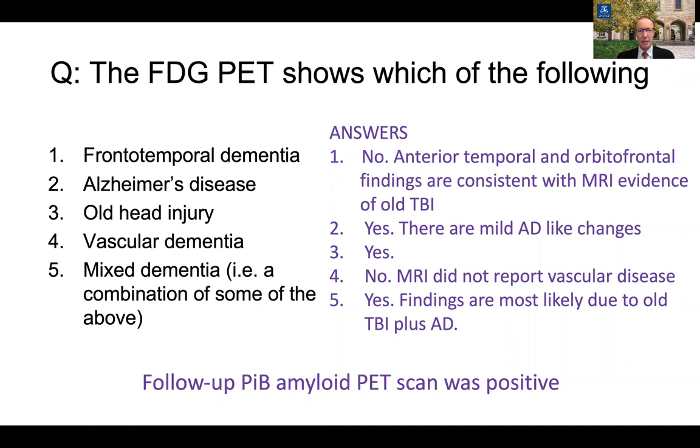So is the answer 5, mixed dementia? Well, yes, there's mixed findings on this. This person most likely has cognitive decline due to old TBI plus Alzheimer's disease. That old TBI has reduced brain reserve, so even though the AD changes are fairly mild, it's enough to tip them into cognitive impairment. Just to be certain, in this case, the patient did have a PiB amyloid scan, and that confirmed the presence of amyloid plaques, further confirming that Alzheimer's disease was indeed present and explained his recent deterioration in cognition.